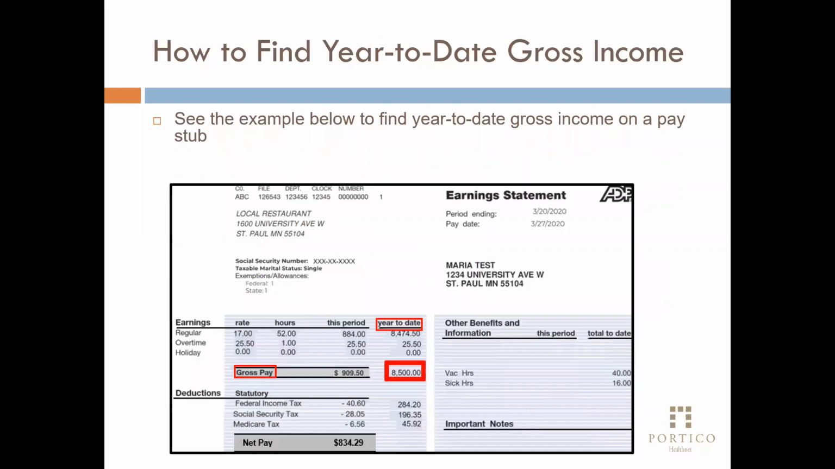And here's an example for how to find year-to-date gross income on a pay stub. So you'll see in the example below that you would want to locate the year-to-date column of the pay stub as well as the gross pay row. And this will show you what your year-to-date gross income was on the pay stub. It's important to report gross pay and not net pay on the MNsure application.